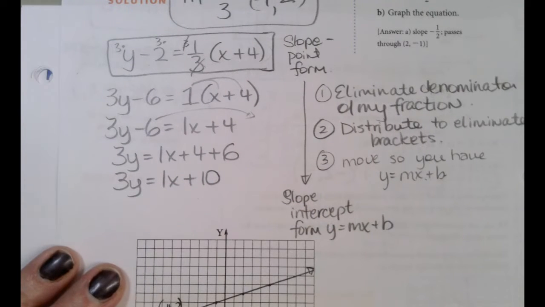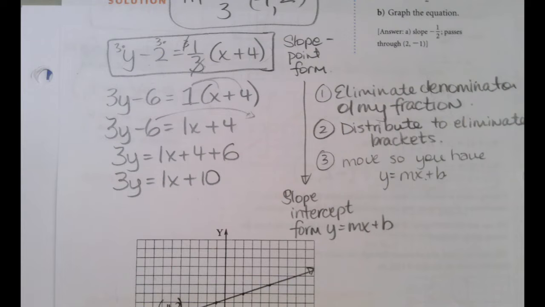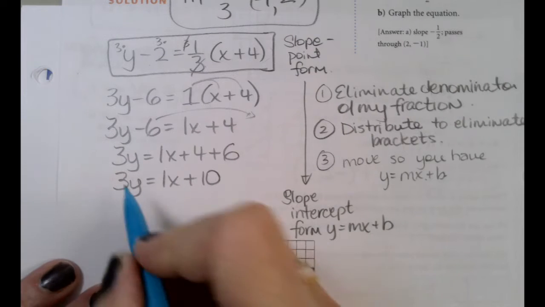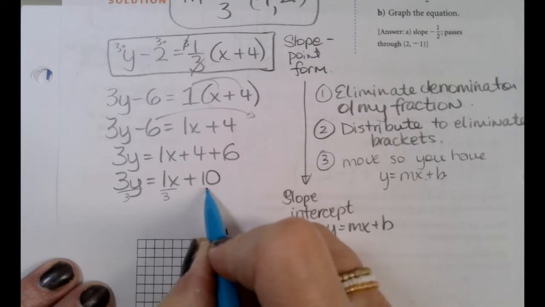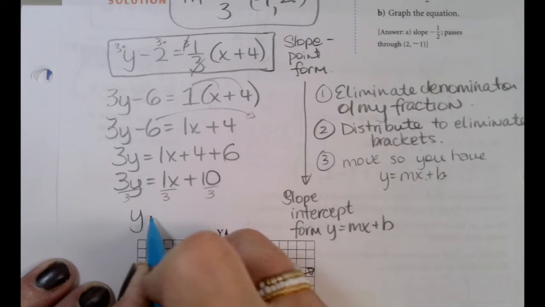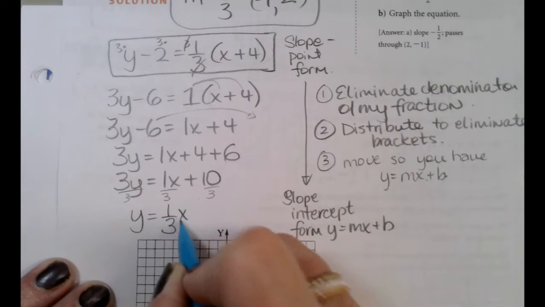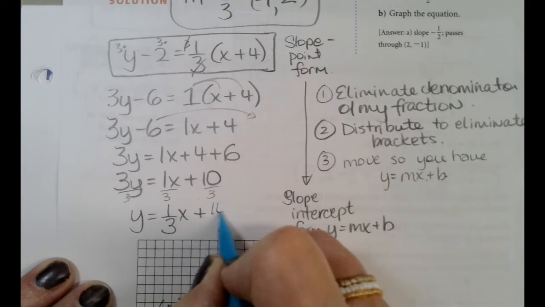And then what is always your last step? Divide by what's in front of your y. And then clean it up. 1/3 x plus 10 over 3.